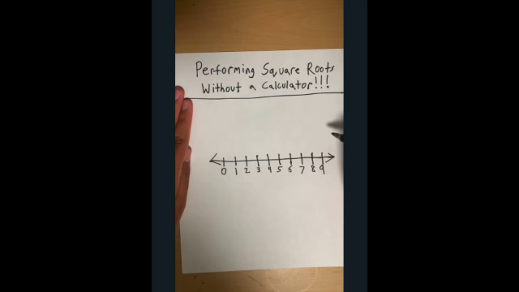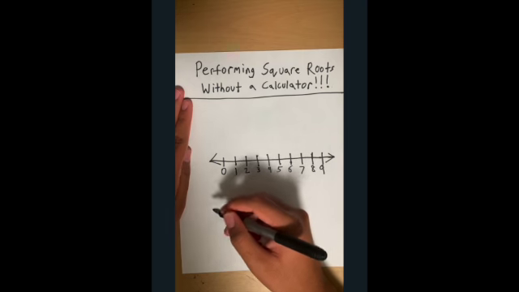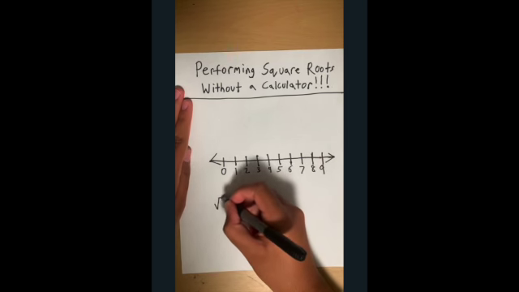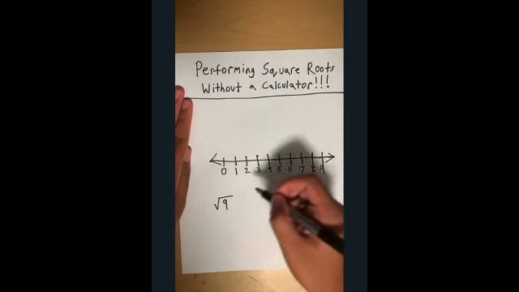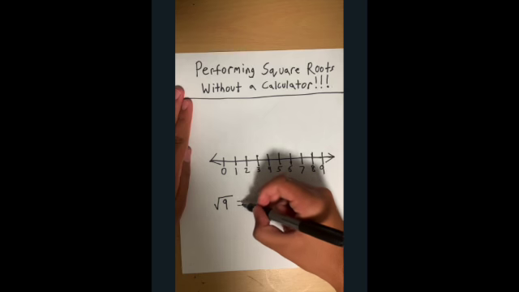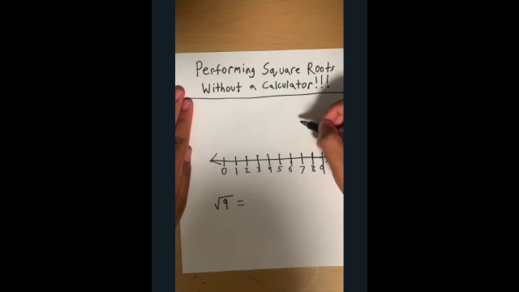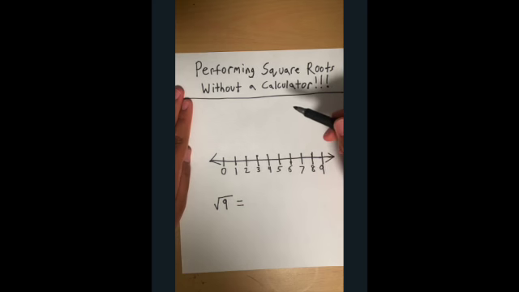So, let's start off with the first square root number. Let's say, for example, I want to figure out the square root of 9. To figure out the square root of 9, you have to find two numbers that, when you multiply them by each other, equal 9. And two same numbers that equal 9 is 3.